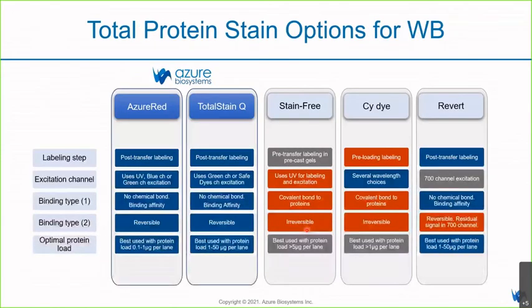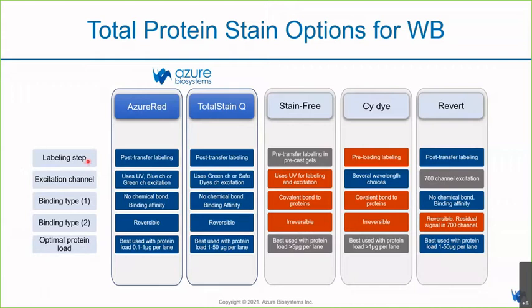Right. There are a lot of total protein stain options on the market. I have characterized them based on these few categories. Firstly, labeling step: does it label before the transfer or after the transfer? Then the excitation channels that you need to have on your digital imager, the binding times, and also the optimal protein amount. Okay, let us go one by one.